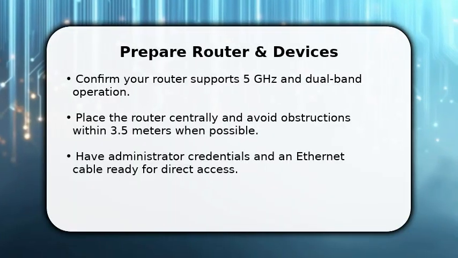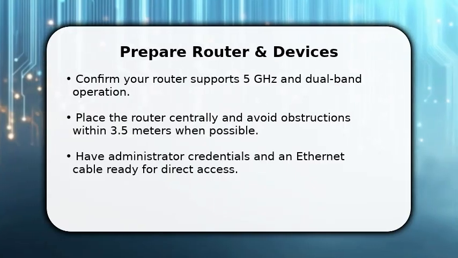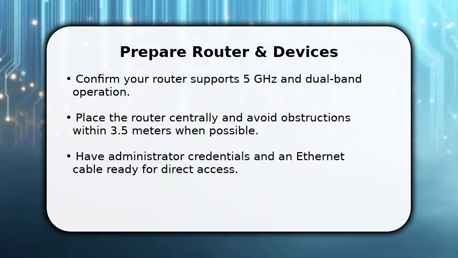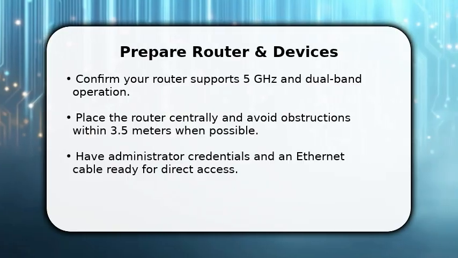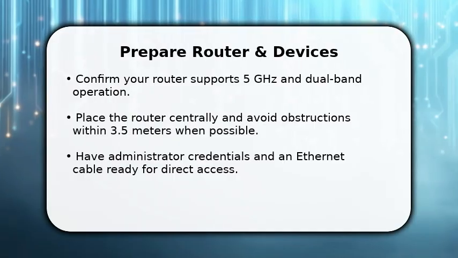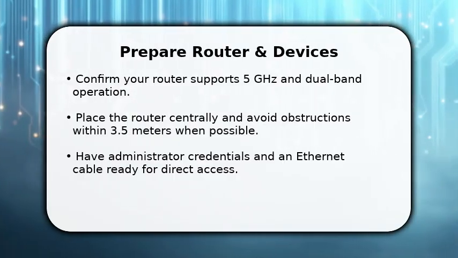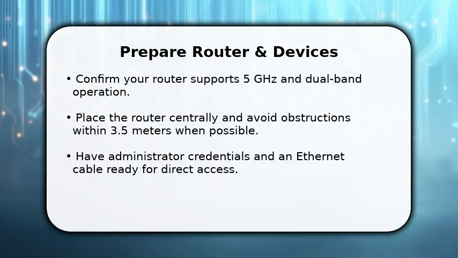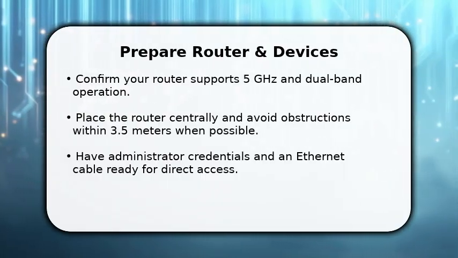Start by confirming your router supports 5 GHz wireless bands and dual-band operation. Check the router model number and update firmware to the latest stable release before configuring settings. Verify each client device supports 5 GHz by checking specifications or network settings on phones and laptops.